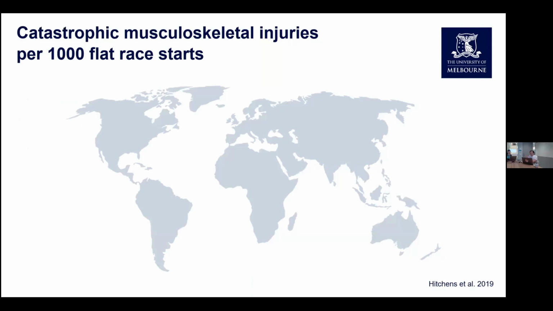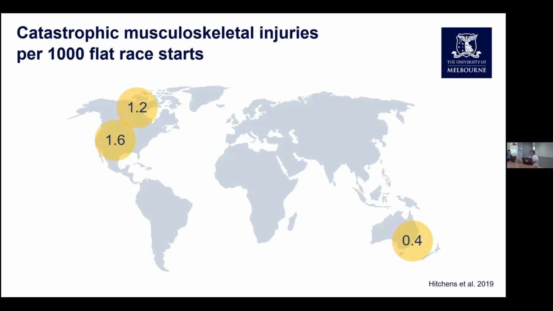So I'll swing back to what we've found in our meta-analysis study, again, in terms of the differences in incidence rates of fatal and catastrophic musculoskeletal injuries across jurisdictions. We can see in Australia and New Zealand, this is quite low at 0.4 CMIs per 1,000 flat race starts. In the US, 1.6, and as Ewan has mentioned, this has decreased significantly to, I think, about 1.2 or 1.25 over the last few years.